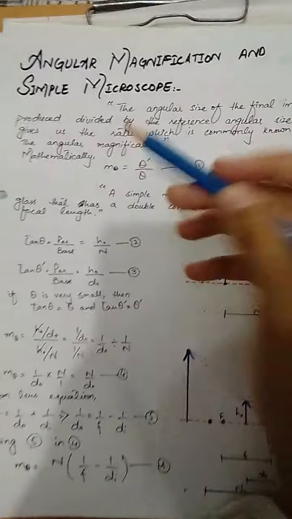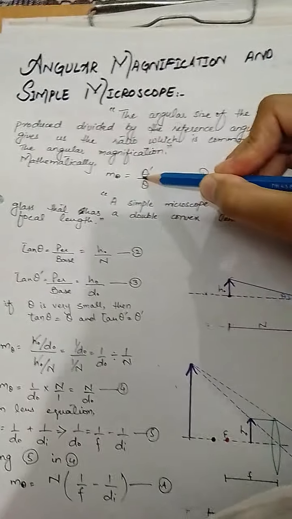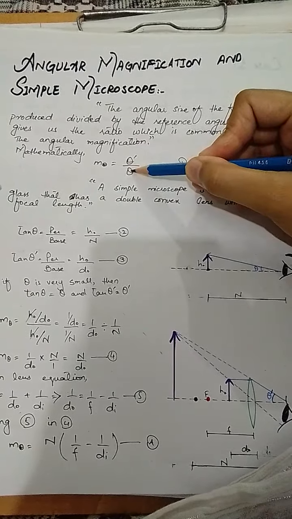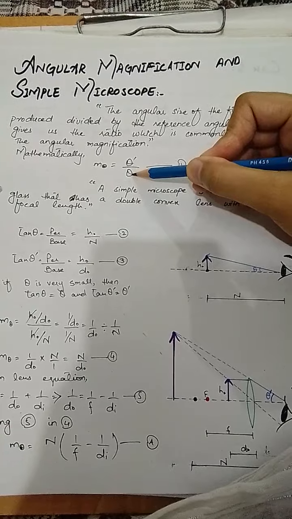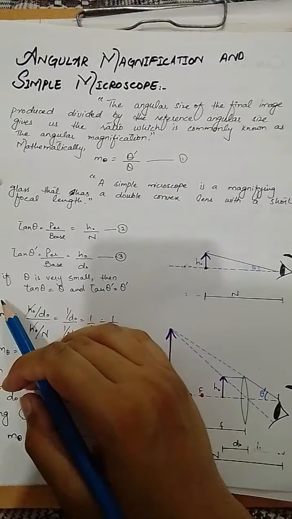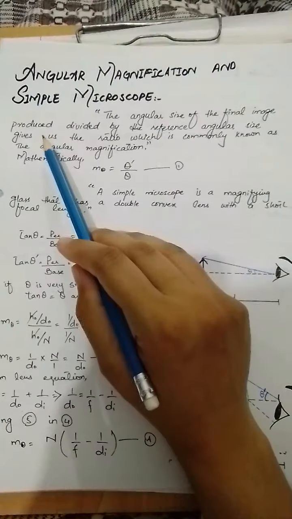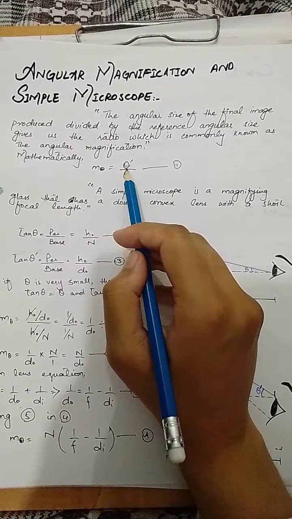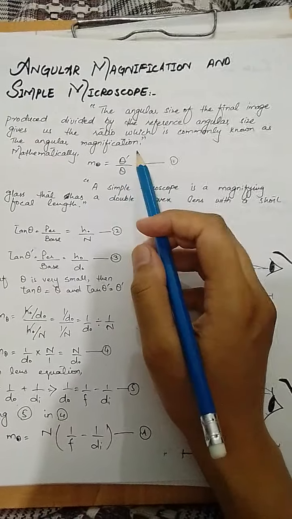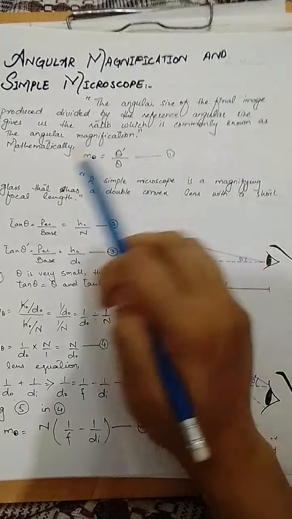To define angular magnification, we need the angle by which the final image is made divided by the angle by which the image was seen without the magnifier. The angle by which the image was made is called the angular size, theta. So the angular size of the final image produced is divided by the reference angular size.